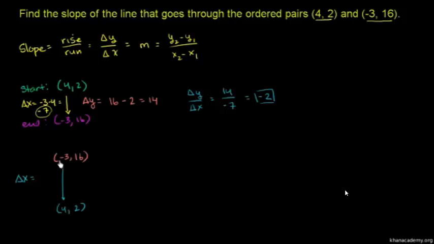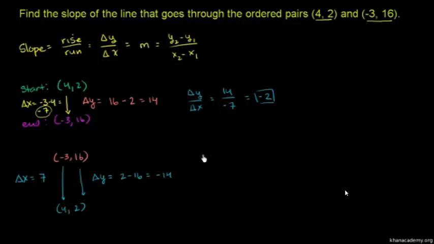4 - -3. But needless to say, we just went up 7. And what is our change in y? Our change in y over here, or our rise, if we start at 16 and we end at 2, that means we went down 14. Or you could just say 2 - 16 = -14. We went down by 14.